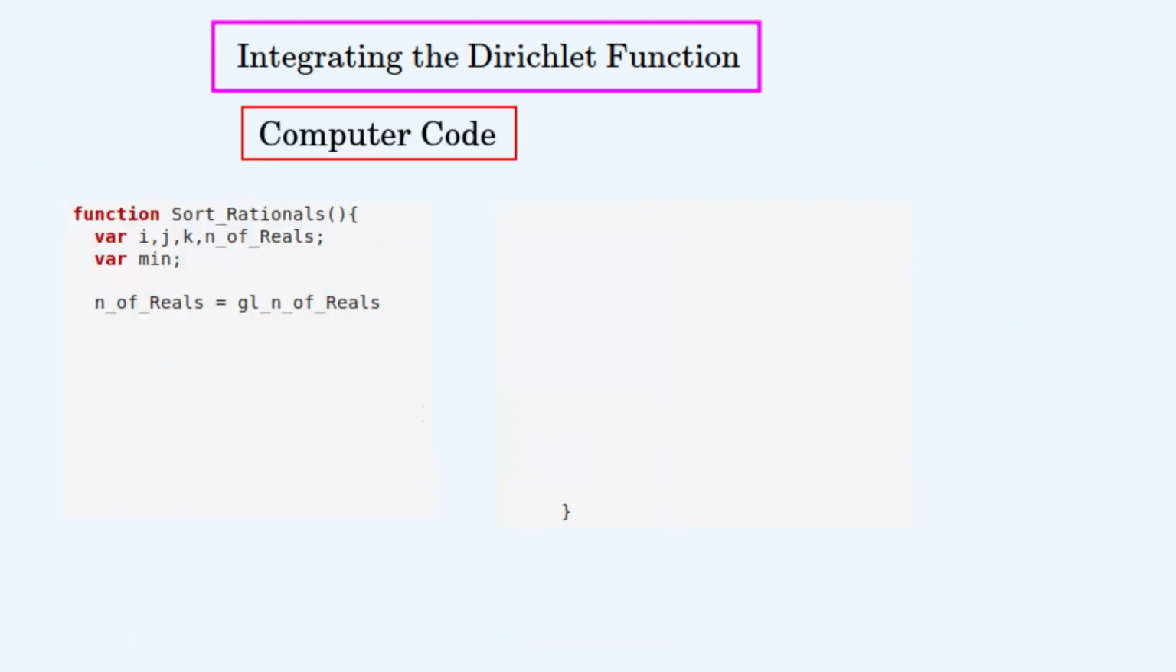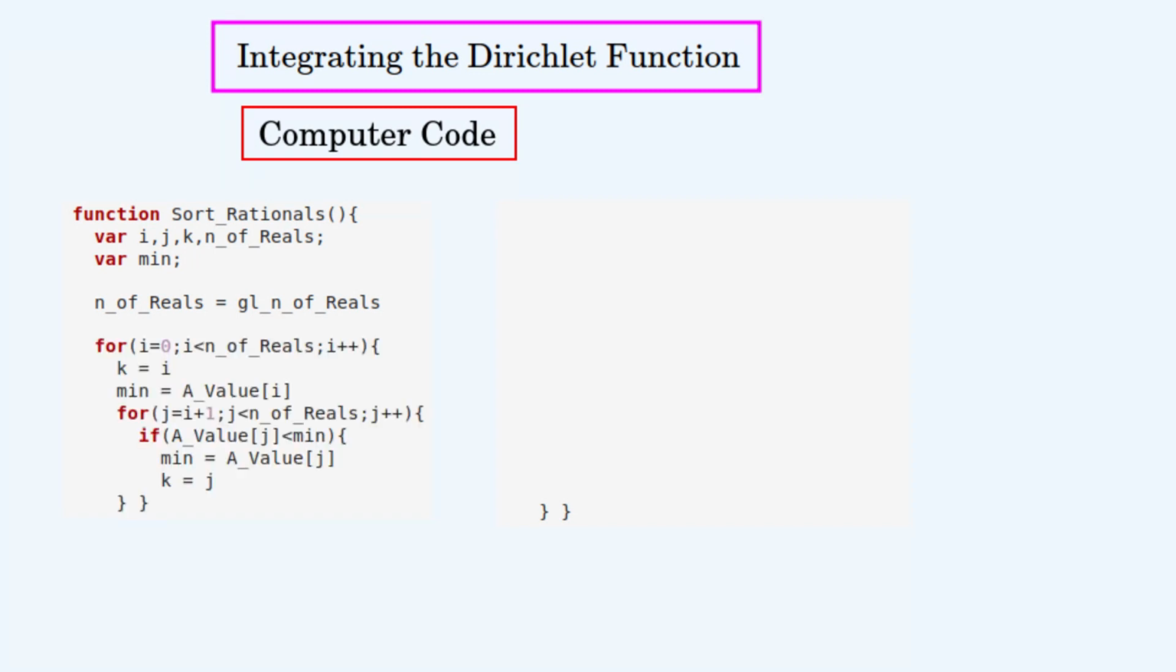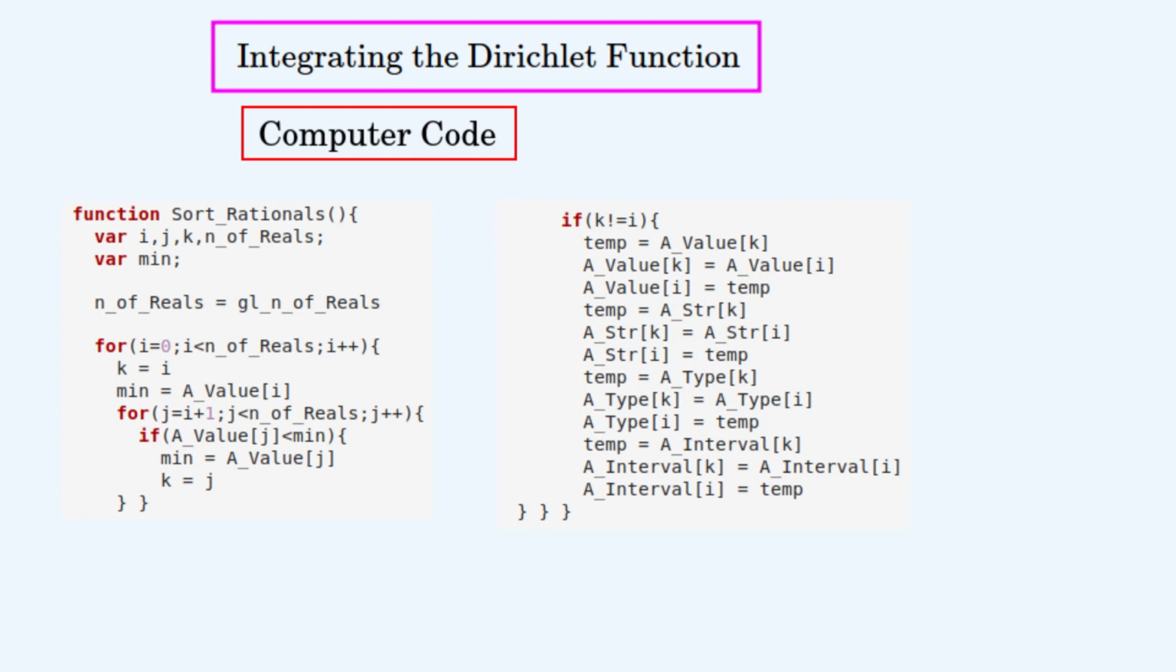Now to make a function to sort the rationals in order of size. We'll firstly declare the function and internal variables, and load in the number of rationals found. We'll use the selection sort algorithm to find the location of the rational number with the minimum value so we can put it in the front of the list as we move through the list. Then we'll use this classic swapping algorithm on each of the 4 attributes.